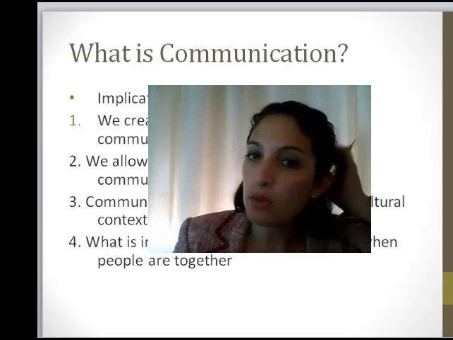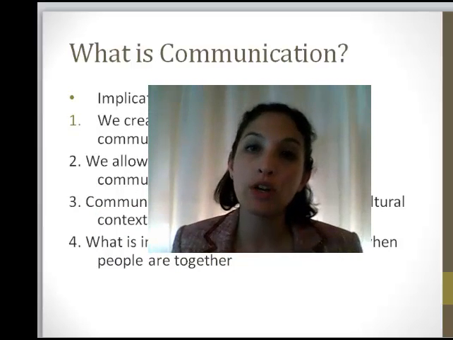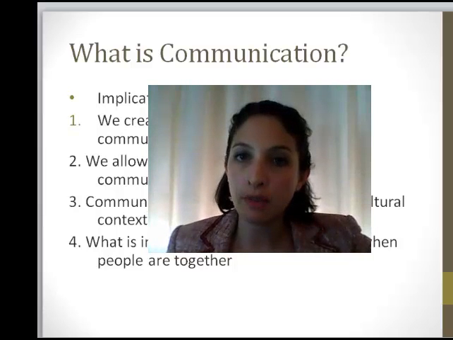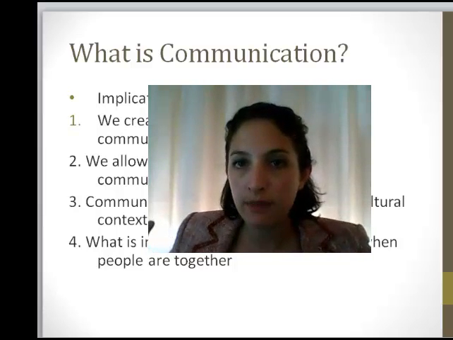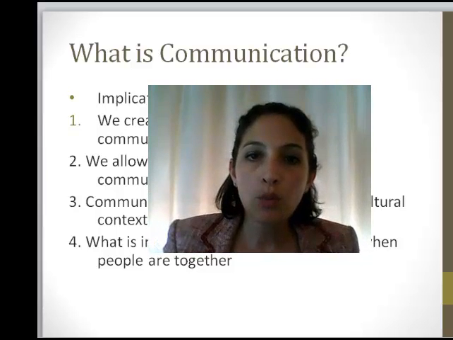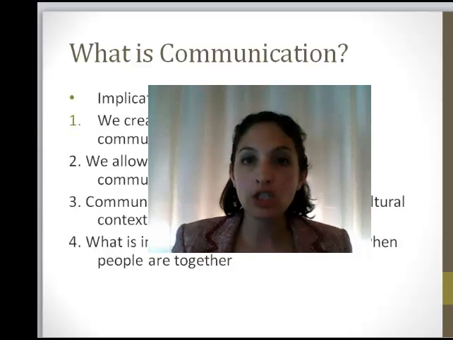Moving on to what is communication. So implications is that we create our own realities through communication. So the way we see the world may be completely different from somebody else, and how they see the world based on how they frame it, how they think about it, and how they share their experience. We allow what we create through communication to control us.